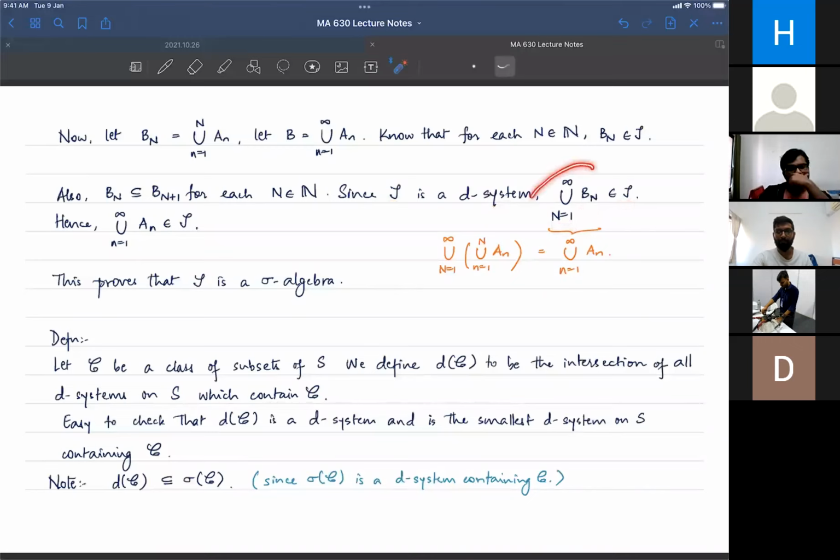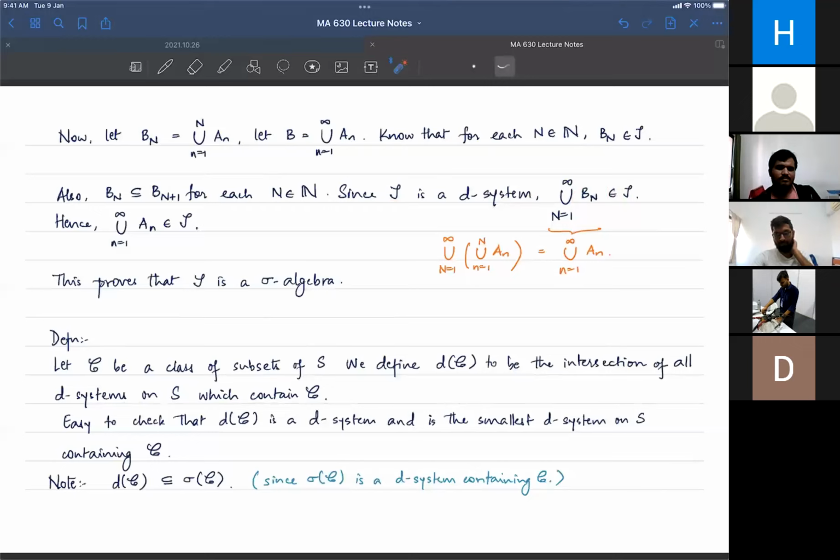But now you stare at this and you ask yourself, what is this? B1 is A1. B2 is A1 together with A2. B3 is A1 together with A2 together with A3. So B1 union B2 union B3 is just A1 union A2 union A3. And when I take the union of all the B's, I'm just taking the union of all the A's.